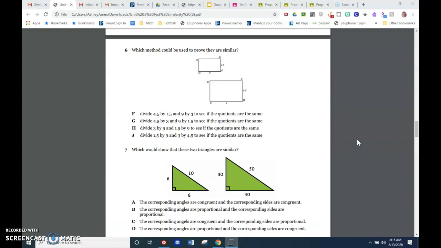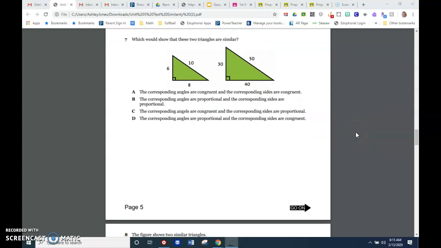Number 6. Which method could be used to prove they are similar? F. Divide 4.5 by 1.5 and 9 by 3 to see if the quotients are the same. G. Divide 4.5 by 3 and 9 by 1.5 to see if the quotients are the same. H. Divide 3 by 9 and 1.5 by 9 to see if the quotients are the same. J. Divide 1.5 by 9 and 3 by 4.5 to see if the quotients are the same.